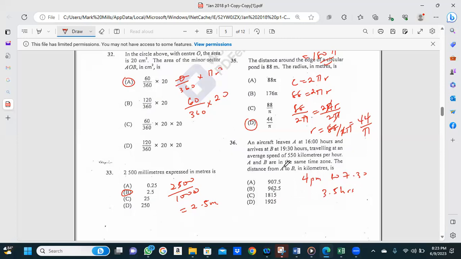So they want to find distance. Distance is equal to speed times time. So the speed would be 550 times 3.5. Can somebody work it out and tell me what you get? 550 times 3.5, what do we get? 1,925. Right. So the answer would be D.